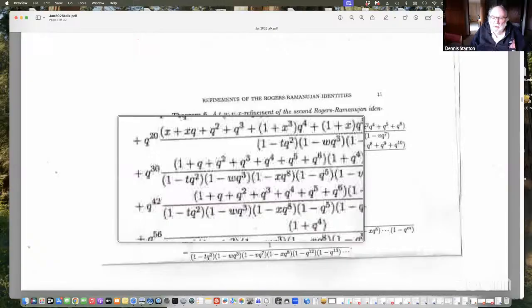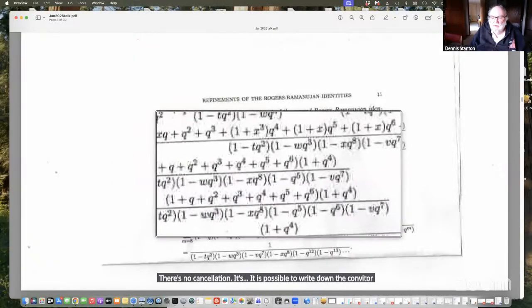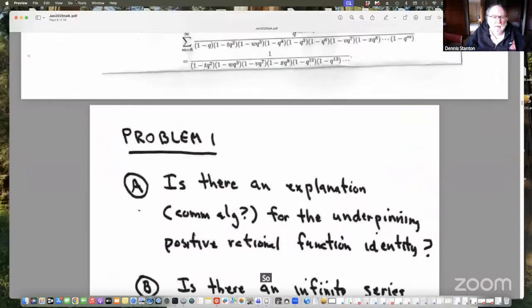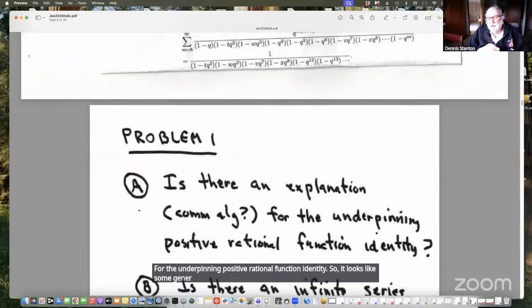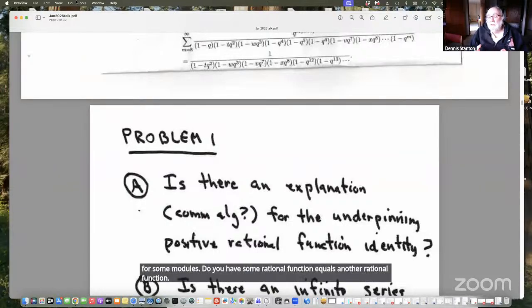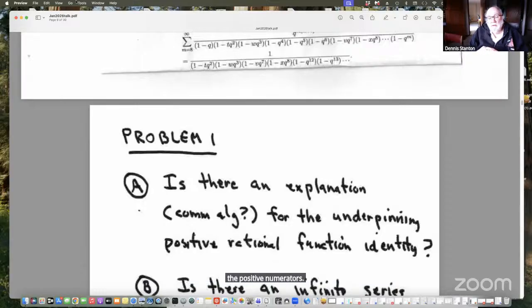It is possible to write down the combinatorics of this. So here's problem one. Is there an explanation for the underpinning positive rational function identity? So it looks like some generating function for some modules. You have some rational function equals another rational function with positive numerators. I'd like to find out what this is.